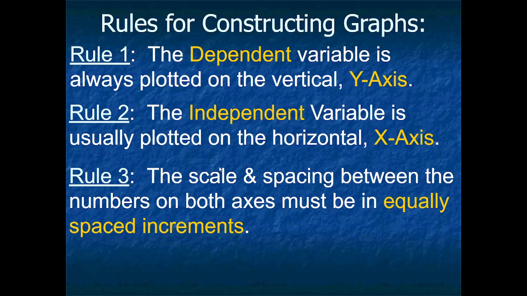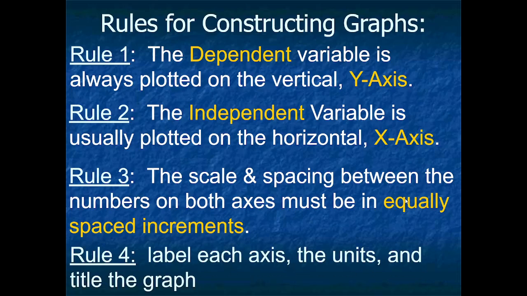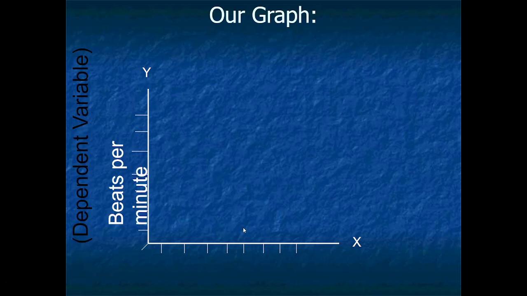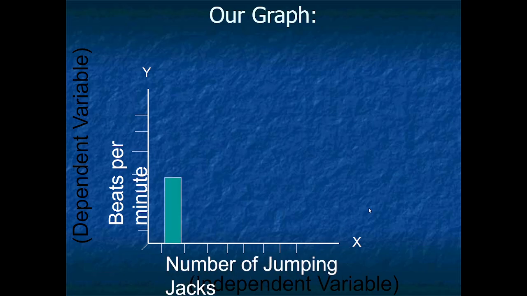Rule 3. The scale and spacing between the numbers on the both axes must be in equally spaced increments. Rule 4. Label each axis, the units, and title of the graph. Our graph here, the side is the dependent variable, which is the y-axis. It would be beats per minute. The bottom, the x-axis, which is the independent variable, would be number of jumping jacks.